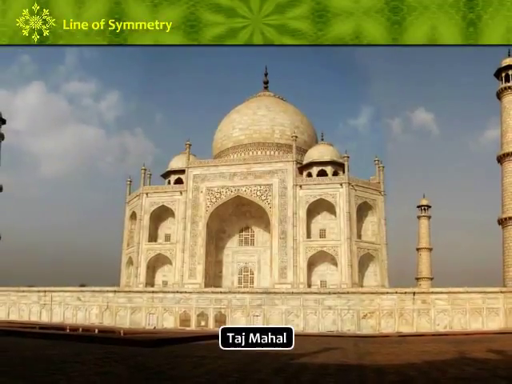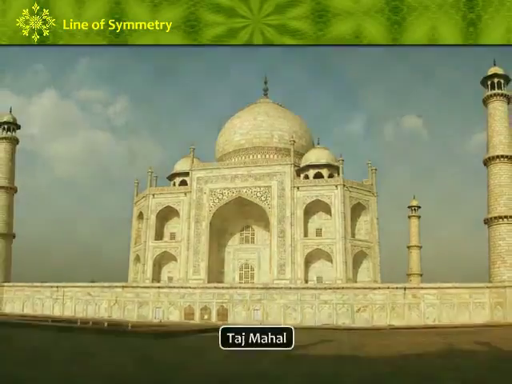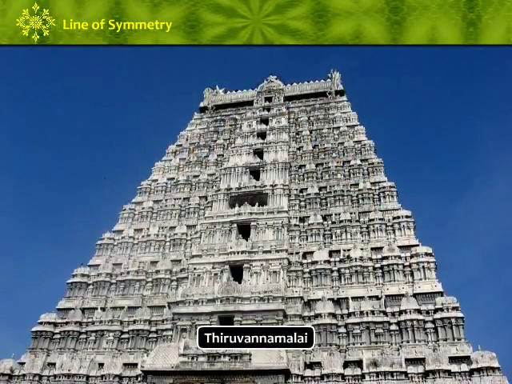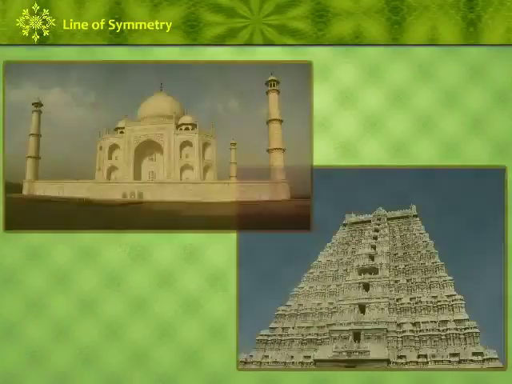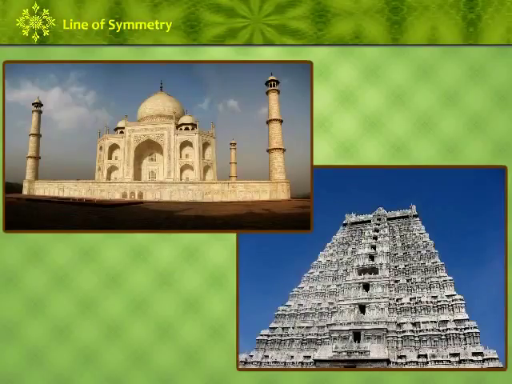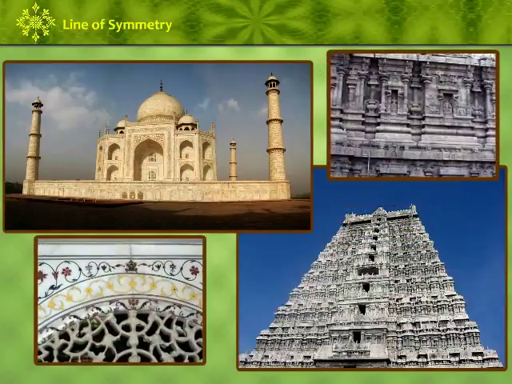Look at this Taj Mahal and Tiruvannamalai. They look so beautiful, aren't they? These pictures of architectural marvel are beautiful because of their symmetry, as here certain figures are with evenly balanced proportions.